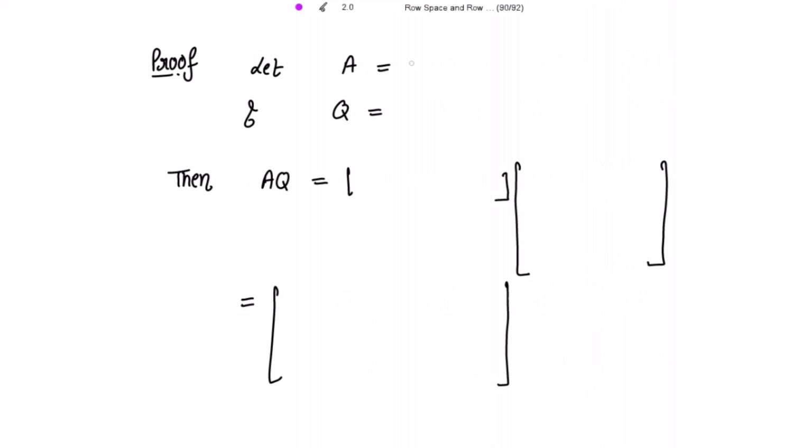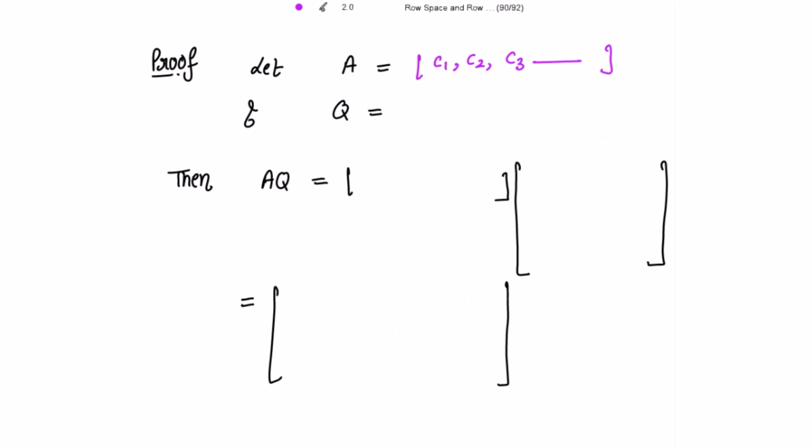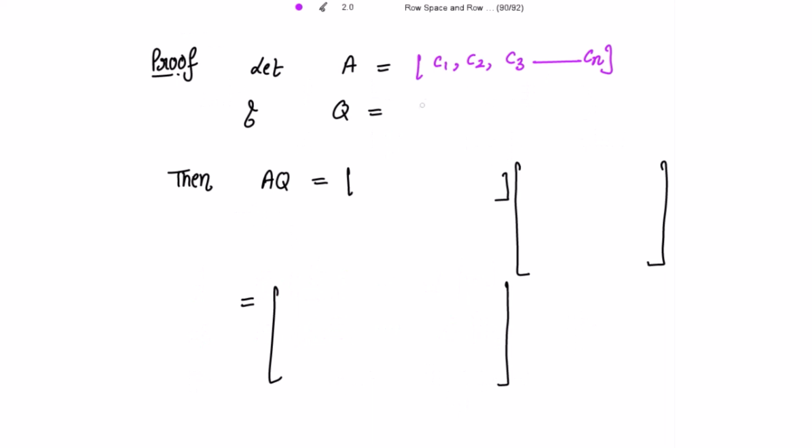Let's take our A in column format, that is C1, C2, C3. Now A is an m by n matrix, so how many columns are there? N. So writing this as C1, C2, C3 up to Cn. And Q is an n by p matrix, so writing Q as Qij, an n by p matrix. Then let's take the multiplication of these two matrices.